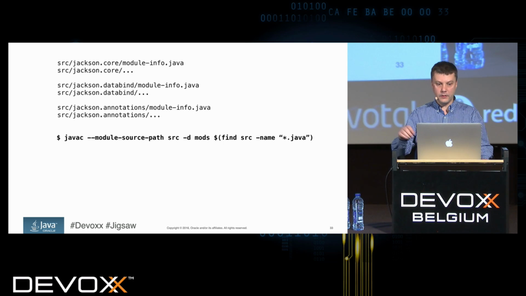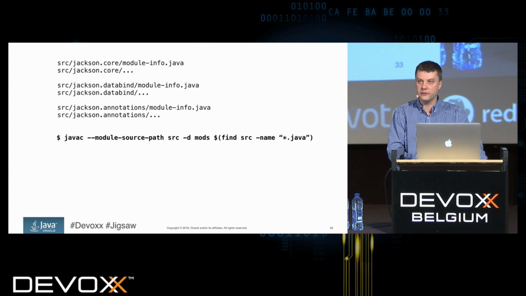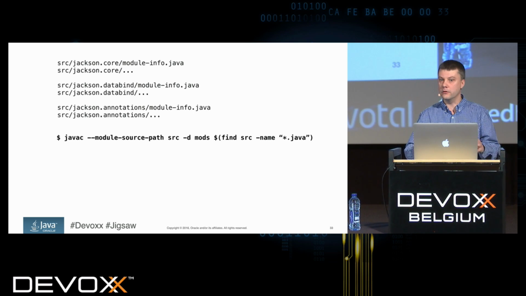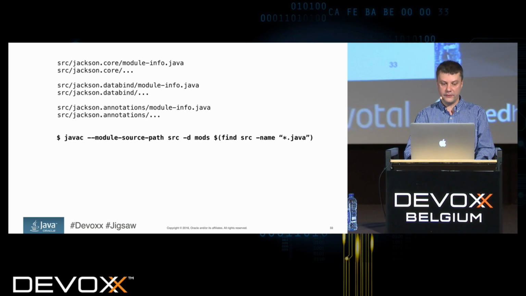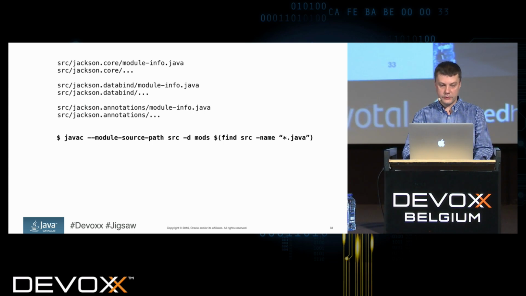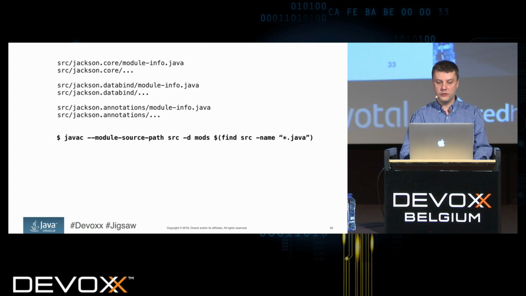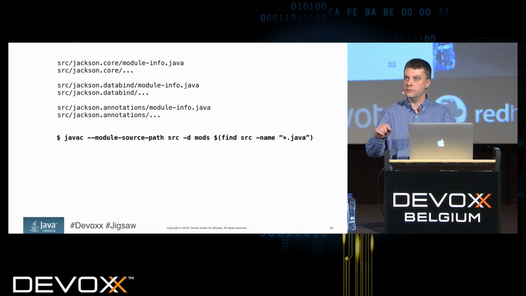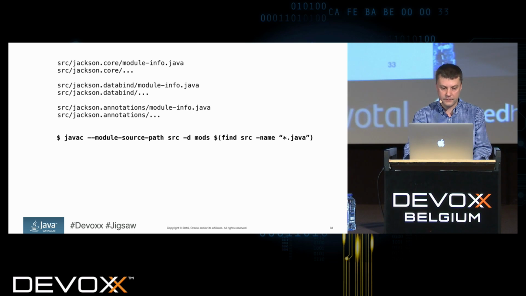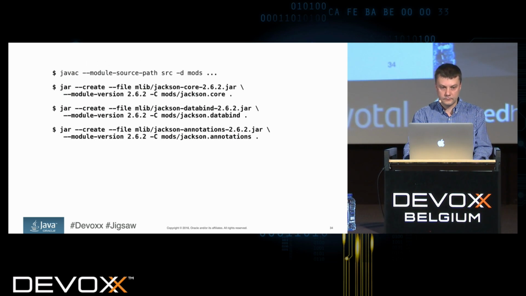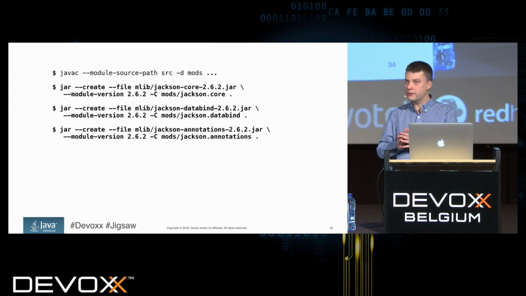So I'm just using a bit of shell foo, using find to find all of the Java files in the source tree, and I'm going to feed those to javac, and it will compile them all into, in this case, the mods directory. The -d to javac specifies the output directory. They're all going to be compiled into the mods directory, and javac will do the right thing and compile them into mods/module name, and all the class files will be created under that. We've now got our modules compiled.